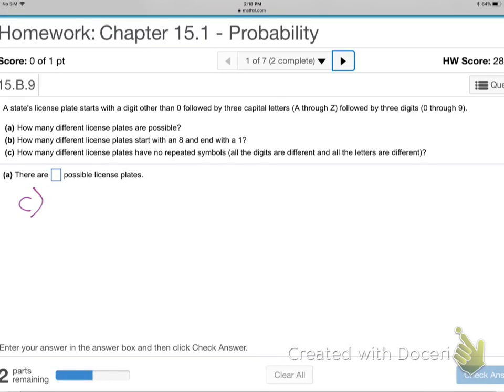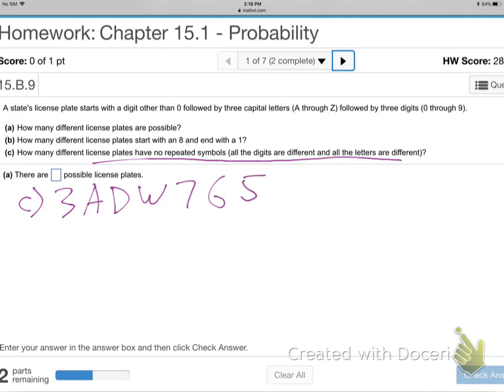Okay, so for part C, so I'm going to actually, no repeated symbols. Okay, so here we go. 3 A D W 765. All right, so I picked a license plate that had no repeating. So let's think about what I just did. I made 7 decisions. Okay. For my first decision, in which I chose a 3, how many options did I have for what was going to go in that first spot?